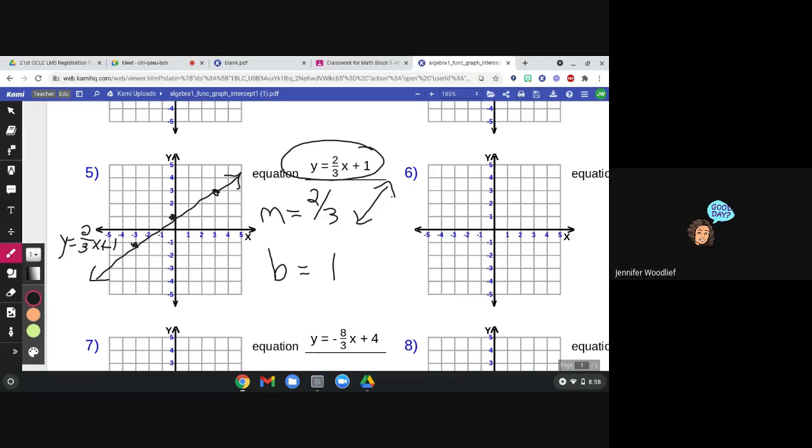Adam, on this one, we're just identifying the slope and the y-intercept. All right, so that looks good. Now I want you to graph it.